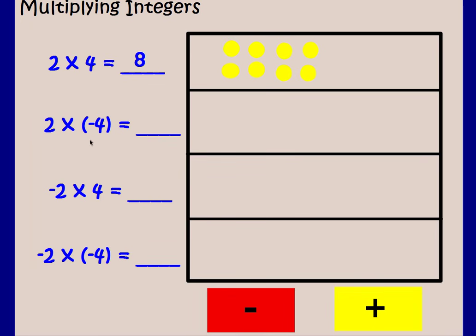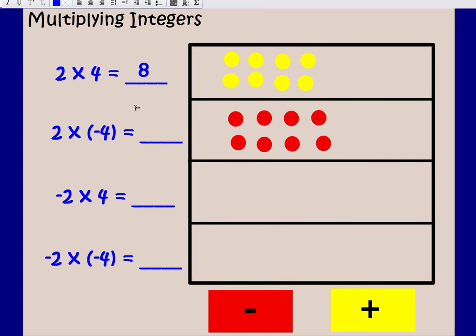Now what if I have 2 groups of negative 4? Well, I'm going to do the same thing. The red chips mean negative. So I'm going to make 2 groups where each group will have 4 negatives. So there's one group of negative 4, and I'll make another, and there is 2 groups of negative 4. So if I were to count them all up, I would get negative 8. So 2 times negative 4, or 2 groups of negative 4s, equals a negative 8.